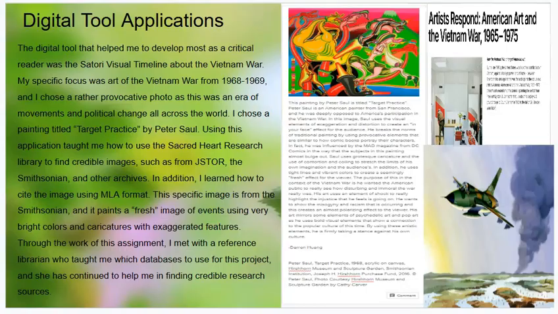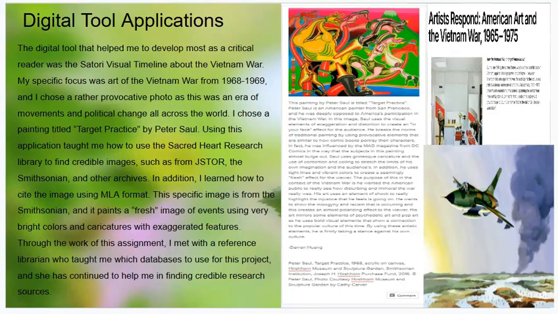The digital tool that helped me the most as a critical reader was Tiki-Toki. This visual timeline from the Vietnam War allowed me to be creative and to know how to choose a credible image. This specific image is from an exhibit of the Smithsonian titled Artist Response, American Art and the Vietnam War, 1965 to 1975.